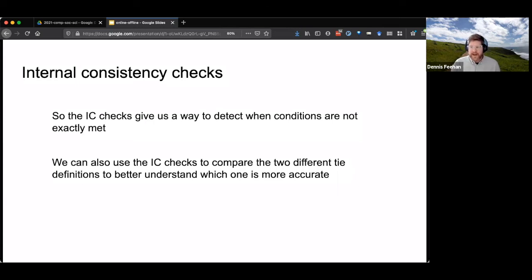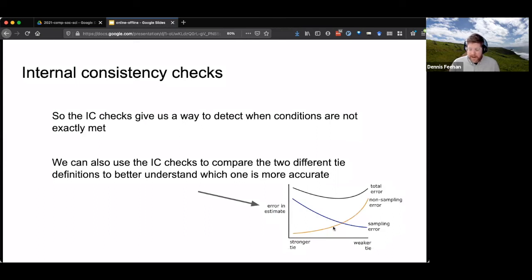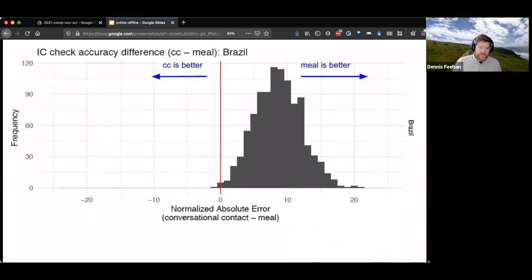So it's important that we have some way to assess from data that we've collected which type of network relationship seems to be producing more accurate information. So all of this is kind of important to helping to fill this picture in over time. So this shows the estimated difference between the internal consistency check accuracy for the results from Brazil. And so when the estimate is at exactly 0, there's no difference in the estimated internal consistency check values from Brazil, from the conversational contact definition and from the meal definition.